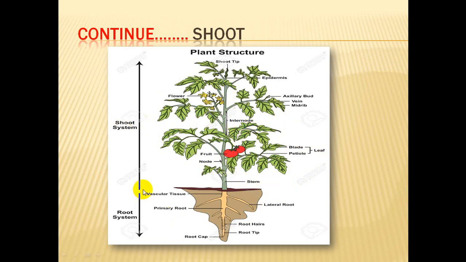If we go to the root system, there are also lateral roots and primary roots, so different types of roots. You can see the taproot, root cap, root tip and root hair. When we go into the different parts, we will learn more about them.